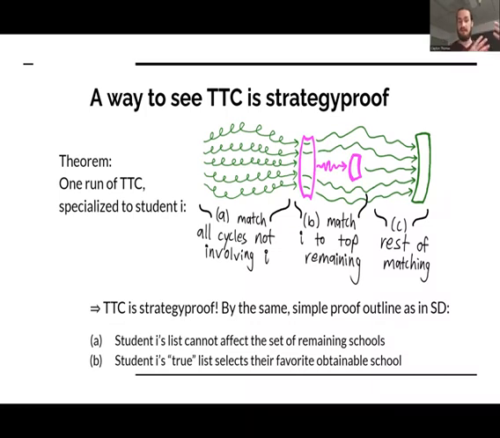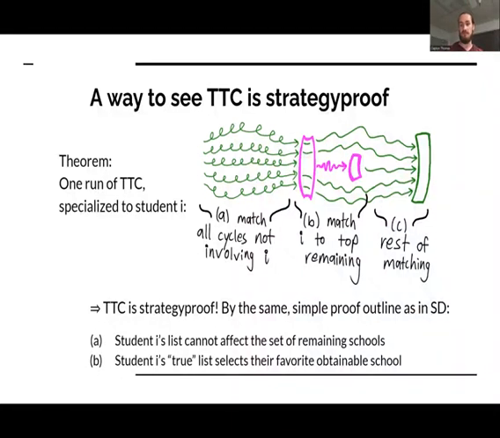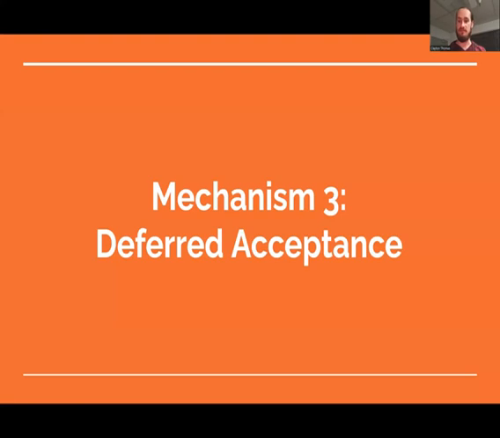Student I's list can't affect the set of remaining schools calculated in step A, and student I's true preference list will select their favorite obtainable school in step B. So this is the story so far for SD and TTC.